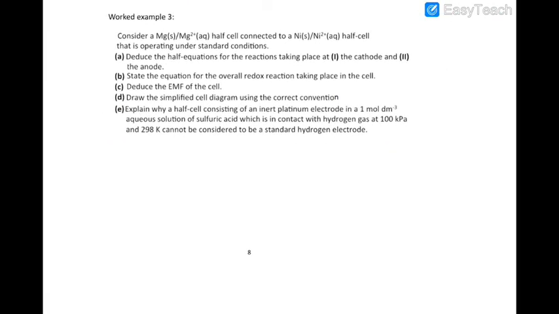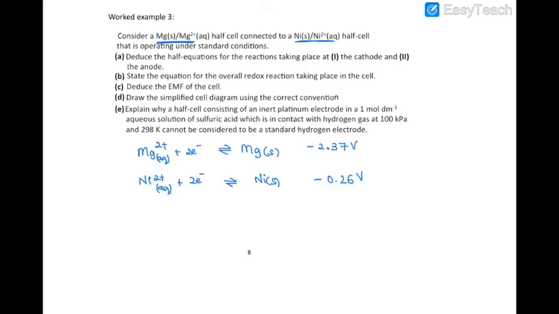Let's try example 3. So we have Mg2+ and Mg, and nickel 2+ half cells. First we're going to look at the data booklet and find the standard electrode potential of both of these. So this is what I got from the data booklet. Now let's see which one is going to be the cathode and which one is going to be the anode. The more negative one is going to be the anode, and the more positive one is going to be the cathode. If I look at these two, this one is the more positive one, closest to 0. So this is going to be the cathode, and this one is going to be the anode.